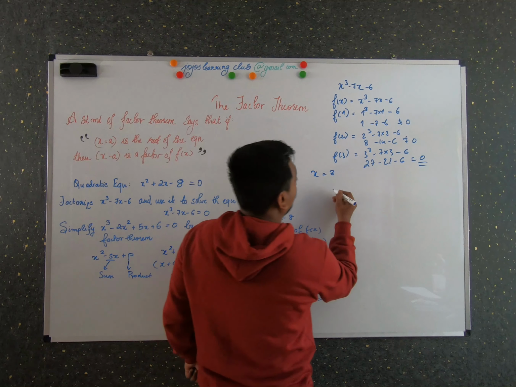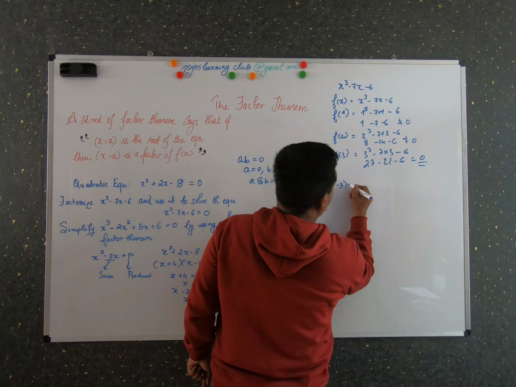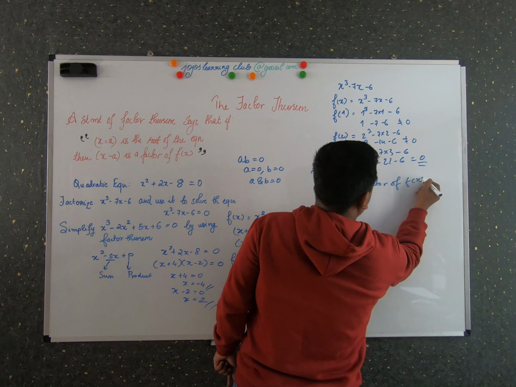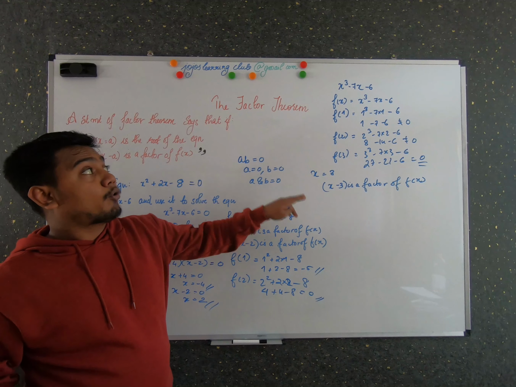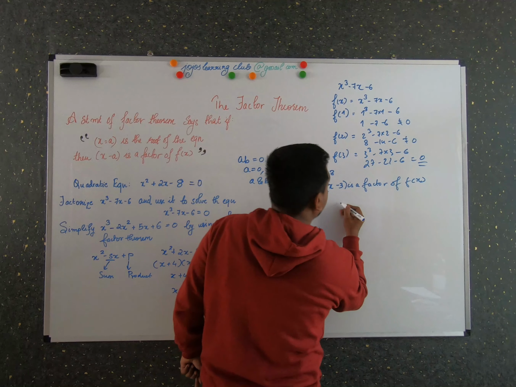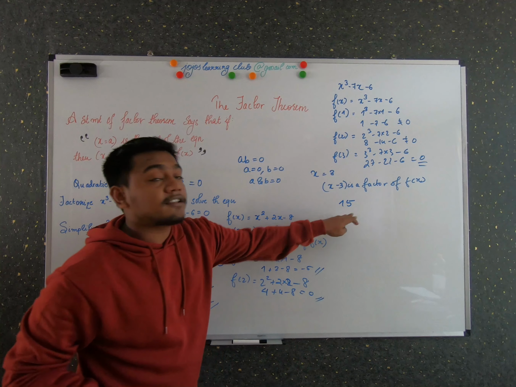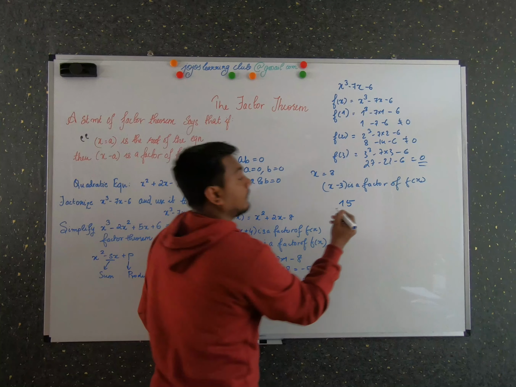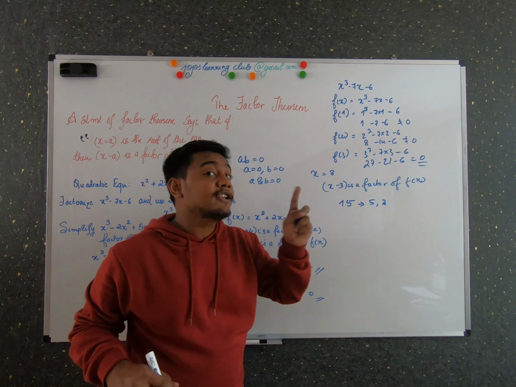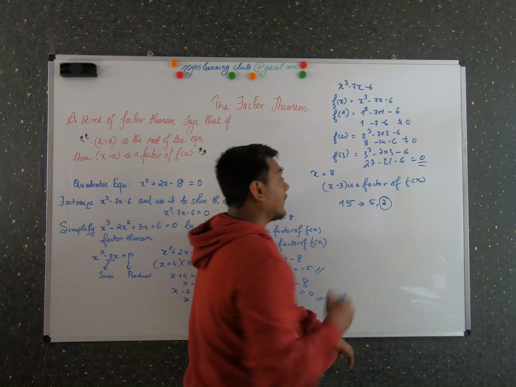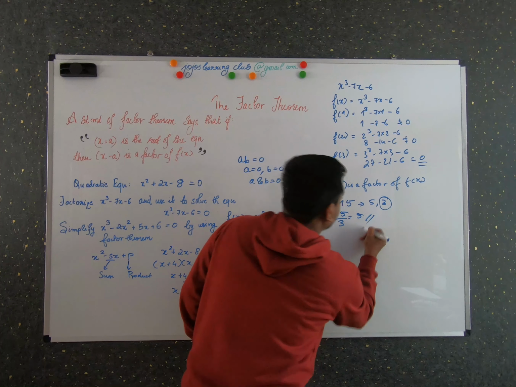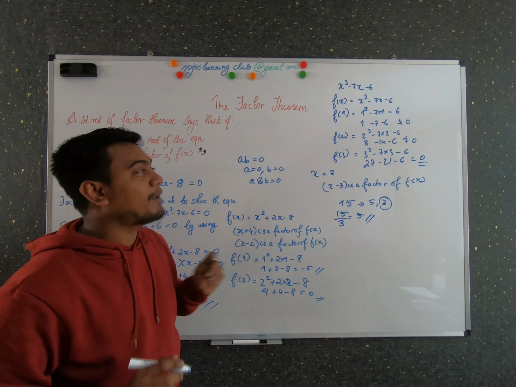So what you can do? You can say x minus 3 is a factor of f of x. Why are we going to divide f of x by it? Because let's take the example of 15. This is a number. What are the factors of 15? 5 and 3. Suppose I know that 3 is one of the factors, then how would you find the other factor? You would just divide 15 by the known factor. Similarly, we do it for the cubic equation too.